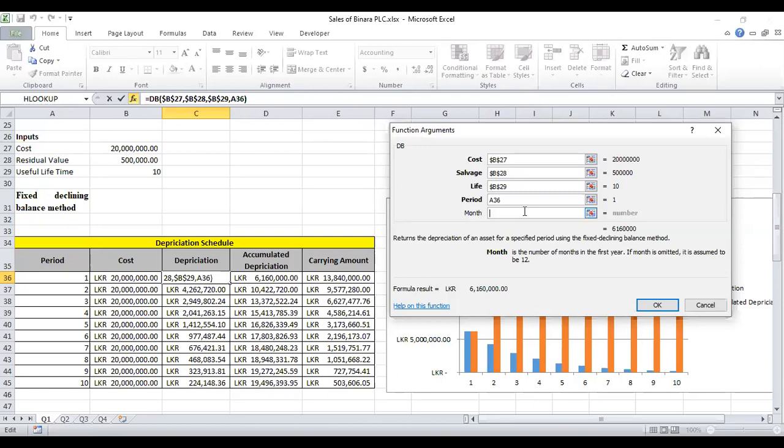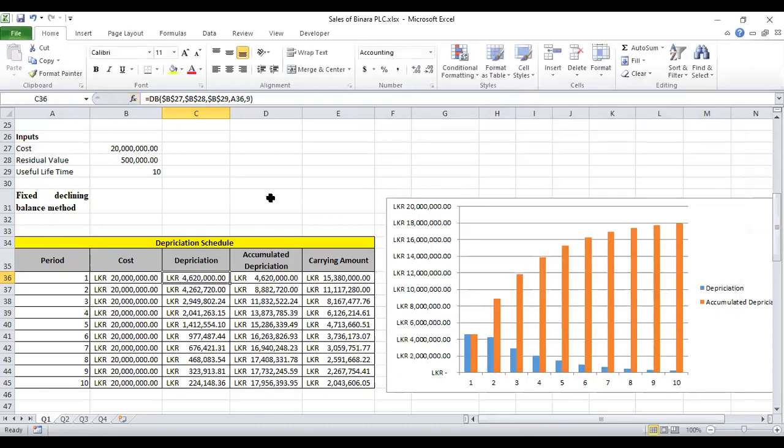Ravinder, shall we make it and see? We can type some number and see, no? Yeah. So it needs to be 9 months now. You have to type there 9. Yes. Then the depreciation will change. You can see that the depreciation has turned out to be 4.62 million. So earlier it was higher than that, but now it is less.